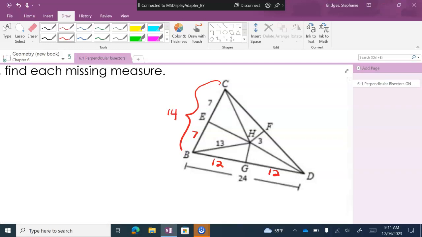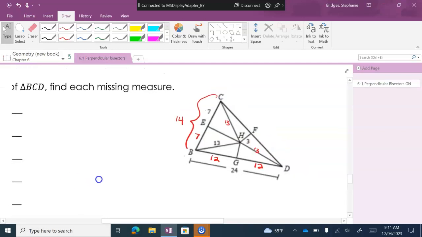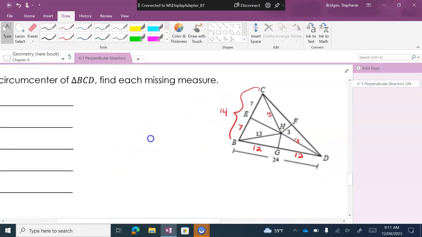No. But I do still know that H is the same distance from C and D and B. Do I know either one of those segments? How far is H from B? 13. So guess what CH would also be? 13. And HD would also be 13. Okay, so that's all I can fill in before I go to the Pythagorean theorem.